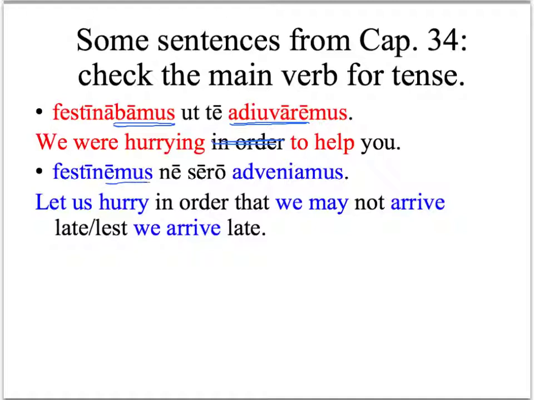Festinemus. Ooh, this looks like a present tense verb. It happens to be a hortatory subjunctive, but it's still present tense, which makes it a primary verb. So in the purpose clause after ne, I need to use a present subjunctive. Let us hurry in order that we may not arrive late. Let us hurry lest we arrive late are two ways to translate a negative purpose clause.